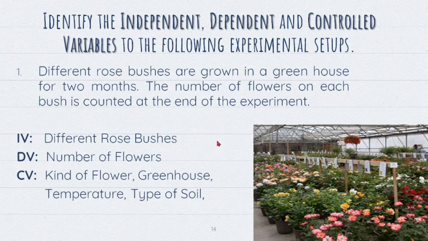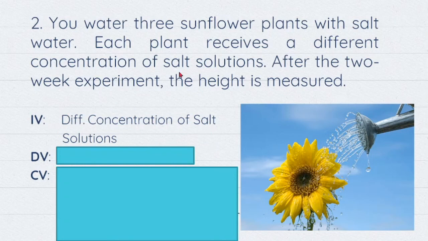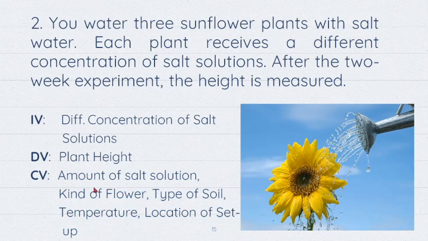Okay, let us have another one. You water 3 sunflower plants with salt water. Each plant receives a different concentration of salt solution. After a 2-week experiment, the height is measured. What is our independent variable? Obviously, the different concentrations of salt solution. What is the factor that we want to observe? The plant height, so it is stated here very clearly. And what are the factors that we want to remain the same? The amount of salt solution, because we are just going to test which concentration is the best and not the amount; the kind of flower, so it should be sunflower; the type of soil; temperature; and the location of the setup.